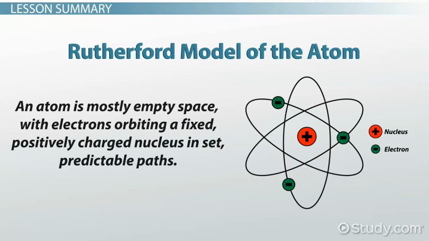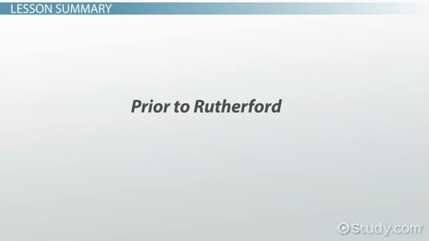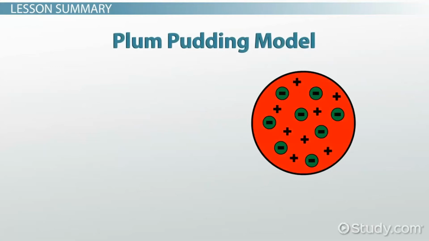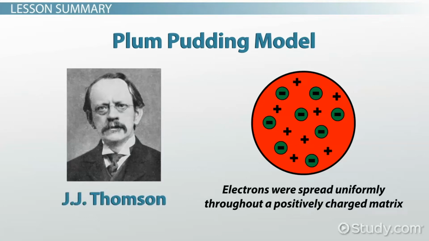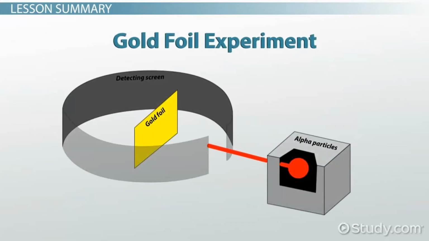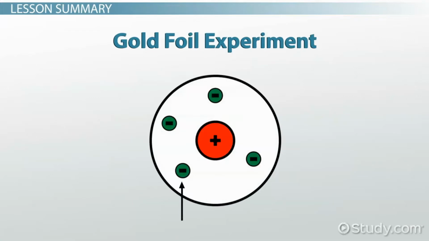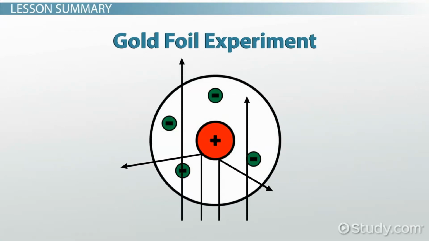The Rutherford model shows that an atom is mostly empty space, with electrons orbiting a fixed, positively charged nucleus in set, predictable paths. Prior to Rutherford, the popular model of the atom was the plum pudding model, popularized by J.J. Thomson, in which electrons were thought to be spread uniformly throughout a positively charged matrix. Rutherford's model was created after his famous experiment where he bombarded gold foil with positively charged alpha particles. Instead of passing straight through, some of the particles ricocheted off, suggesting there was something positive these particles were colliding with. He named this positive force the nucleus.